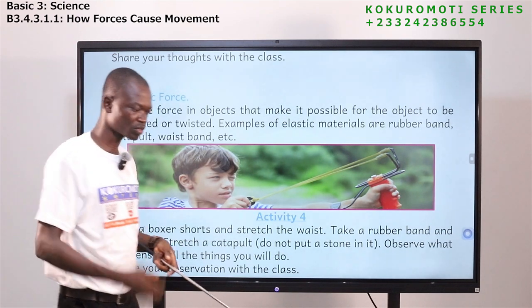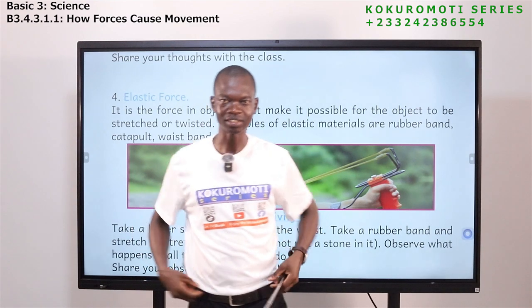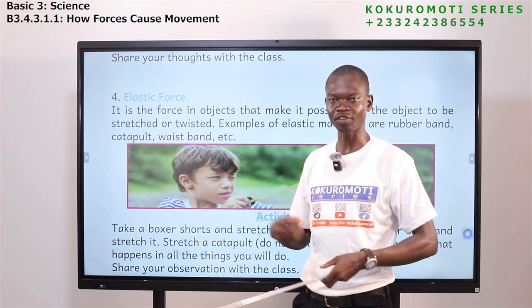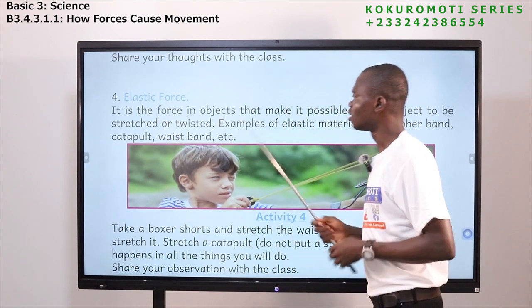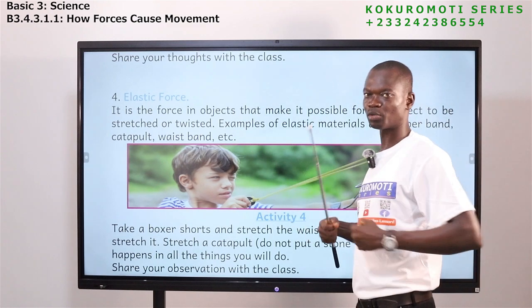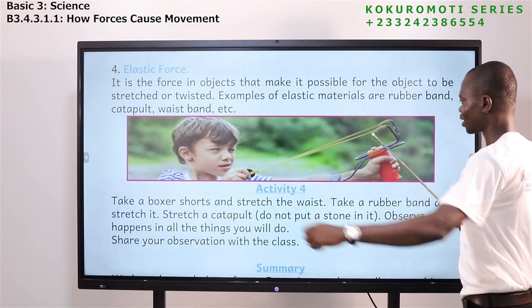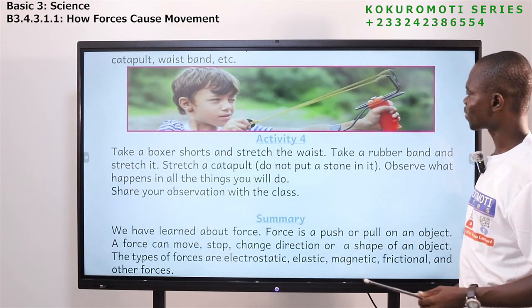In our dresses, the waistband, they use what? The waistband has force in it. That force is called what? Elastic force. So all objects that have elastic force can be stretched. It can be what? Stretched and twisted. Just as the boy is stretching what? The catapult. That activity here, activity 4.